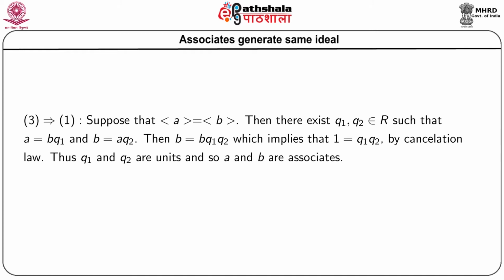Since the ring R is an integral domain, we can apply the cancellation law, which implies that 1 equals q1 times q2. Thus, q1 and q2 are units, and from the relations a equals bq1 and b equals aq2, we conclude that a and b are associates.